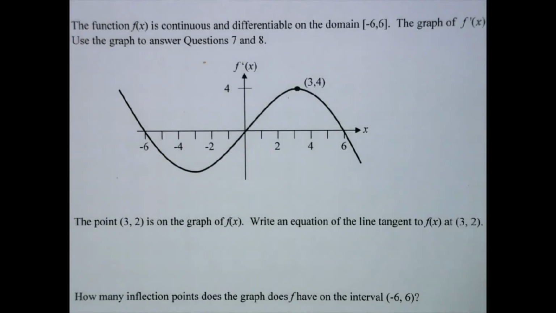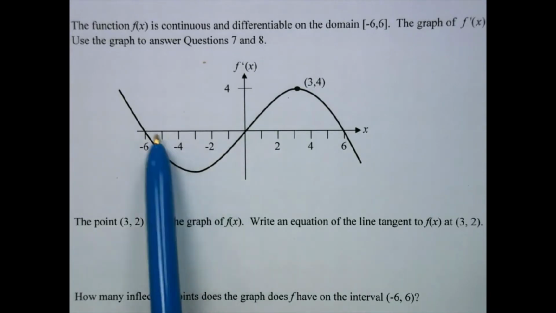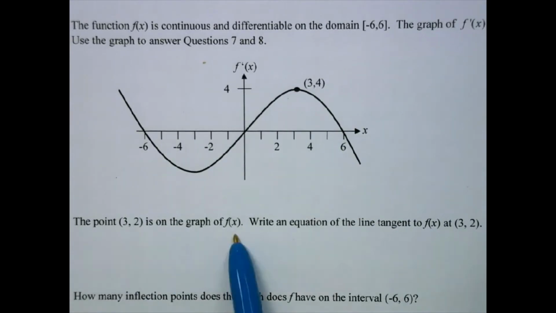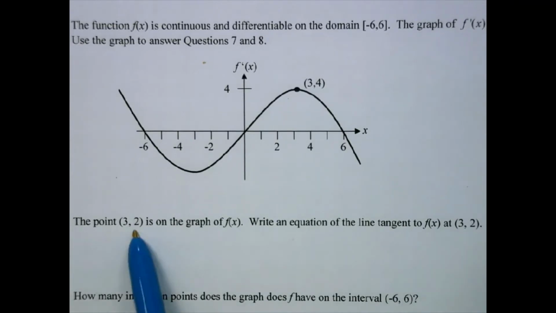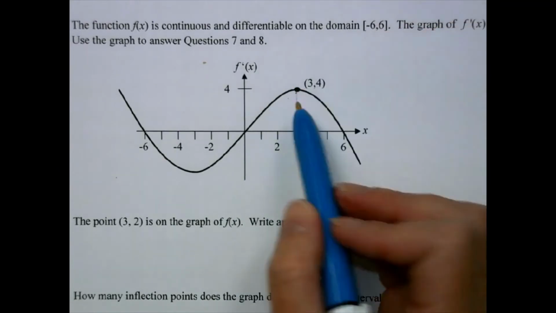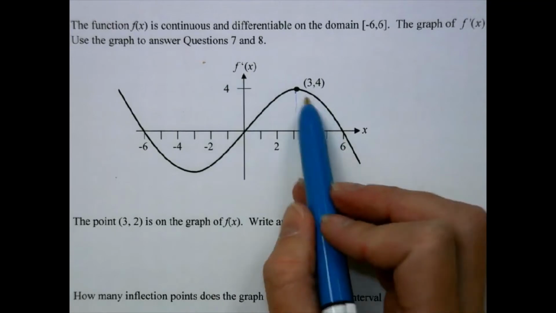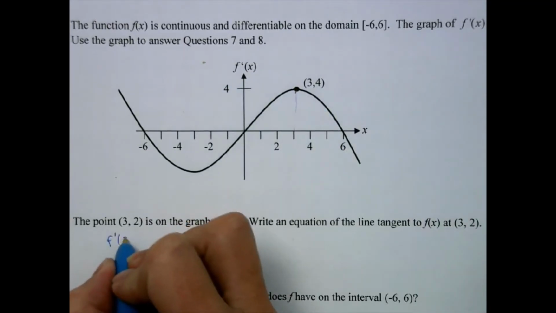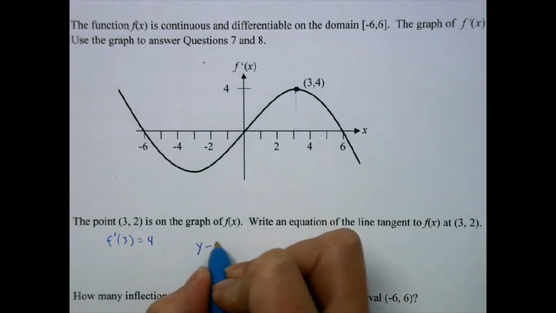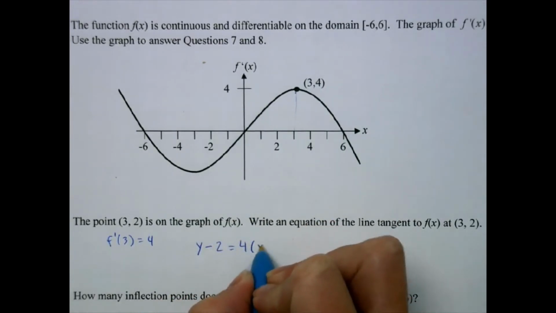Okay, here we're given the graph of f prime from -6 to 6, so we'll kind of ignore the extra stuff. So we want to find the point (3, 2) is on the graph of f of x. Write an equation for the tangent line at (3, 2). Well, we have our point. Our slope we're going to get from this graph. If this is the graph of f prime, this is the slope. So f prime of 3 is 4. So my tangent line would be y minus 2 equals 4 times x minus 3.